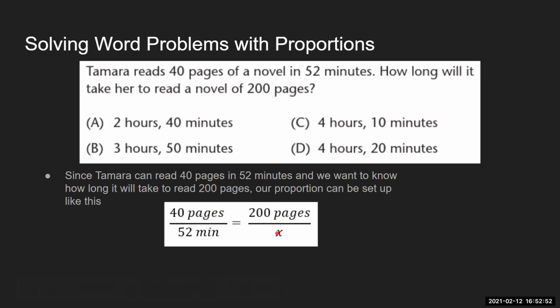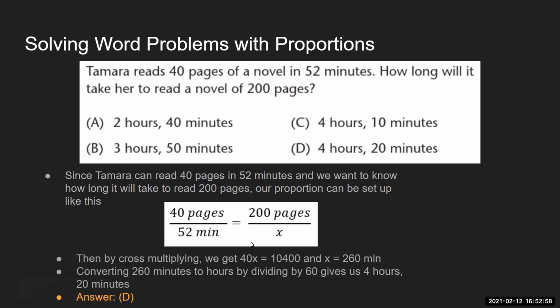So we can take 40 times X equals 200 times 52, which gives us 40X equals 10,400. We divide both sides by 40, we get X equals 260. So at this point, you're like, boom, I answered it, 260 minutes. Then you go look at the answers and you see they're not all in minutes or in hours and minutes. So you're going to have to take the extra step to convert those minutes into hours. So if we have 260 minutes and we want hours, we're going to divide by 60. So that's going to give us 4 hours and 20 minutes, which is answer D.